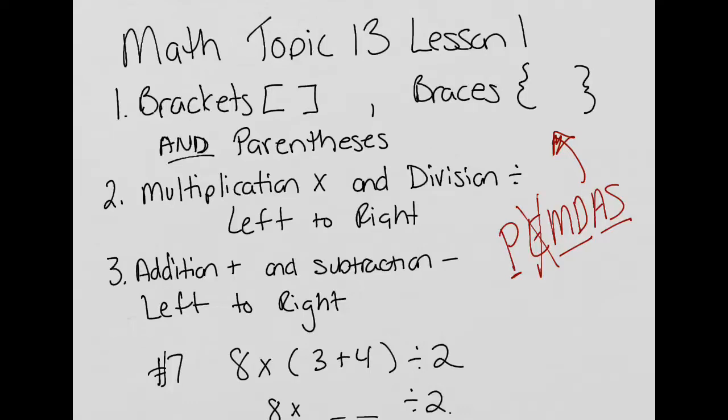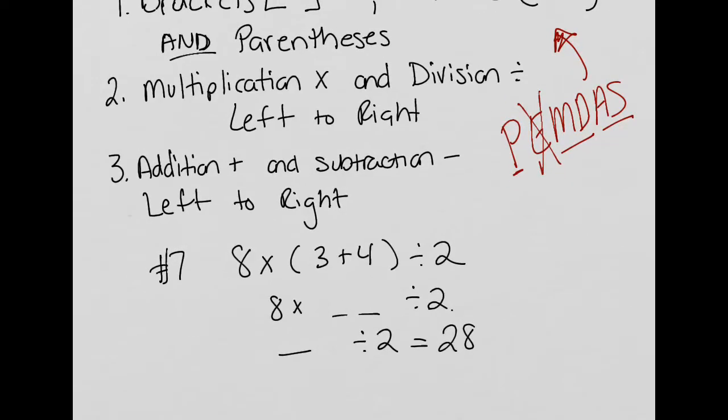So let's get started. Here's number 7 I'm going to do as a worked example. This is number 7 in your digital packet on the forms I'm providing, and if you have a paper packet. So when I approach this problem, like I just talked to you about, I have to look for brackets, braces, and parentheses first. In this problem, I just have parentheses that I need to work with. In the parentheses, there's 3 plus 4. 3 plus 4 is 7.